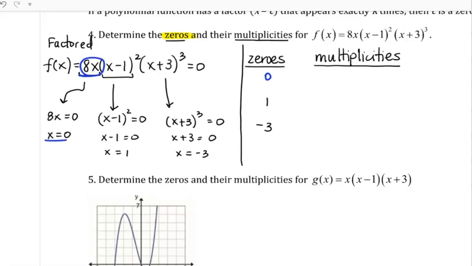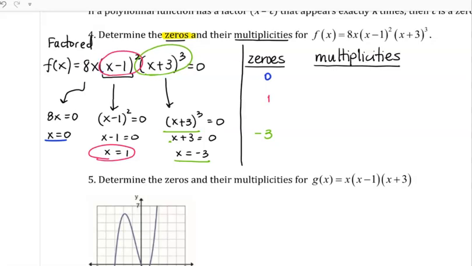Notice that each of those numbers, 0 coming from that factor there of 8x, 1 coming from this factor here of x minus 1 squared, and negative 3 coming from this factor here of x plus 3 cubed, each 0 corresponds with a factor.